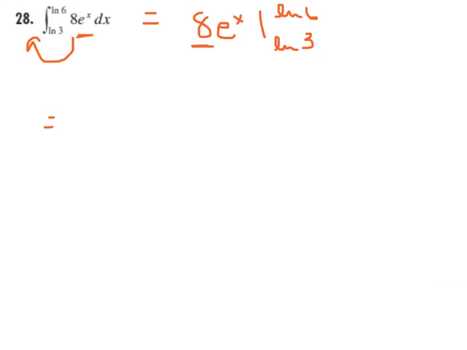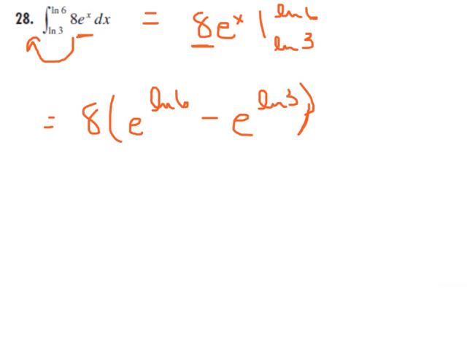All right, so since there's an 8 here, you can either write it twice or factor it out. I'm going to factor it out. So the first thing that I have is e to the b, which is natural log of 6, minus e to the a, which is natural log of 3.